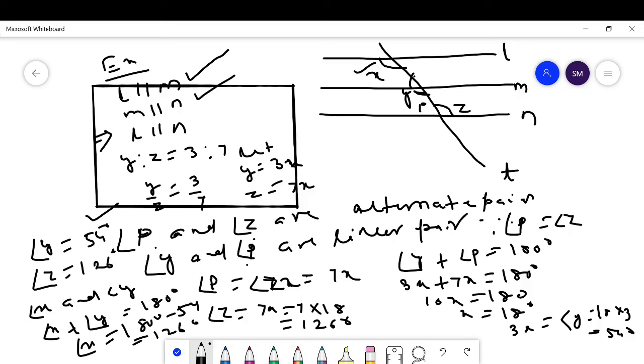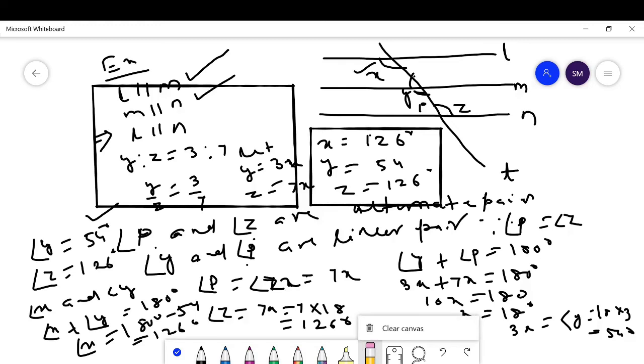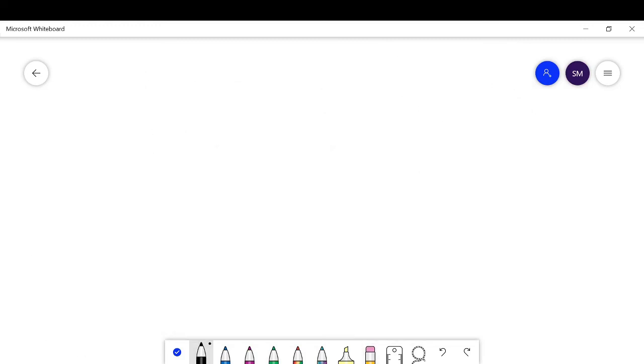By solving the whole problem, we come to the conclusion that angle x is equal to 126 degrees, angle y is equal to 54 degrees, and angle z is equal to 126 degrees. Then we come to the conclusion that the measures of x, y, z are like this. Okay. Then let us solve another question.